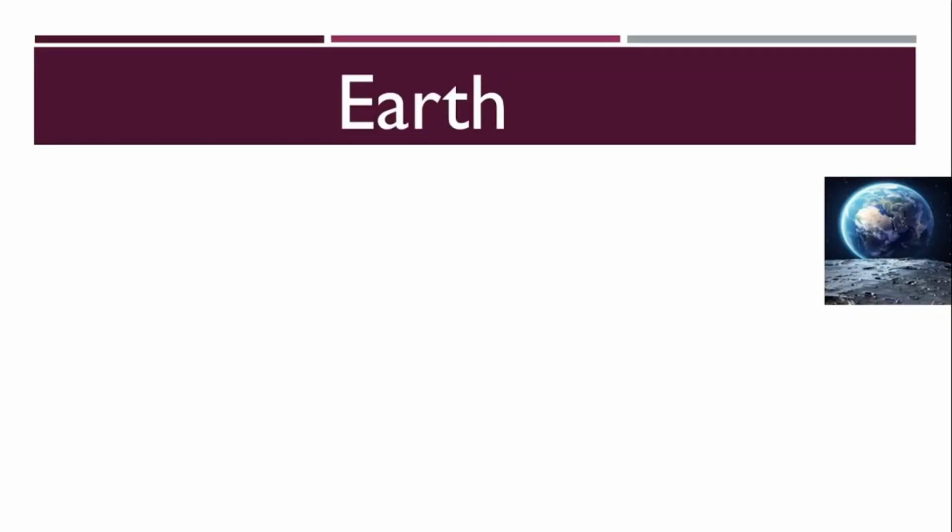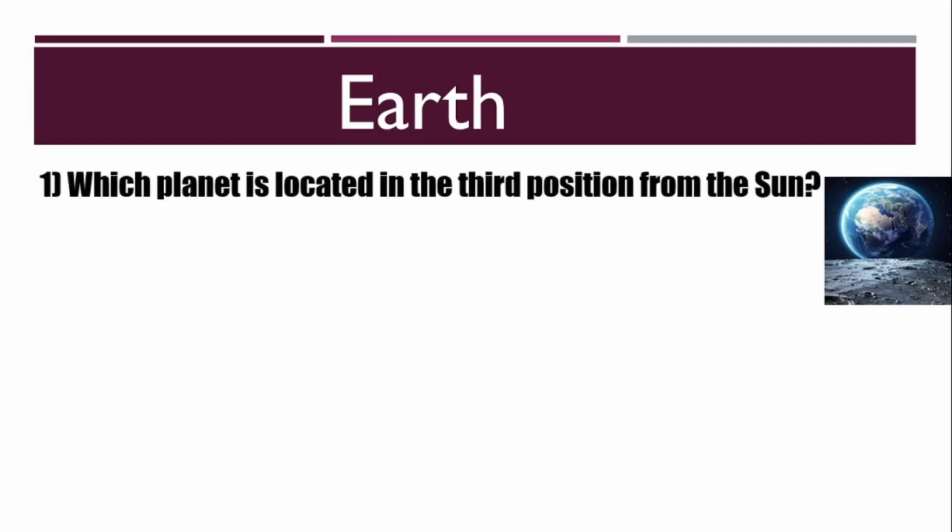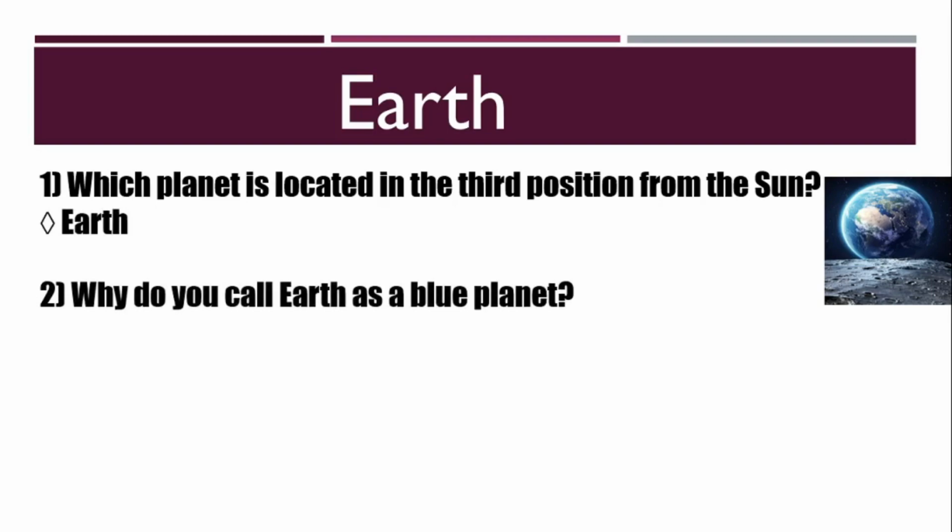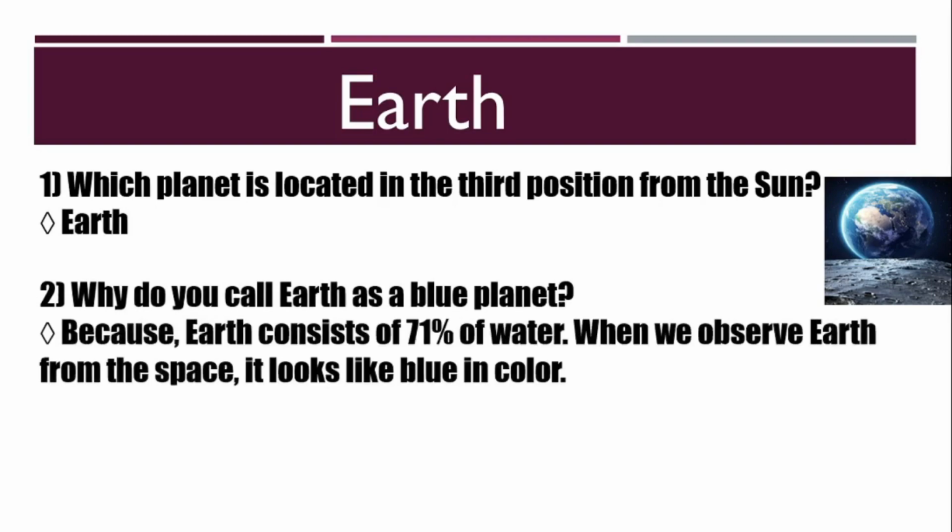Now it's time to talk about Earth, which is our habitat. Which planet is located in the 3rd position from the sun? Earth. Why do you call Earth a blue planet? Because Earth consists of 71% of water. When we observe Earth from space, it looks blue in color.